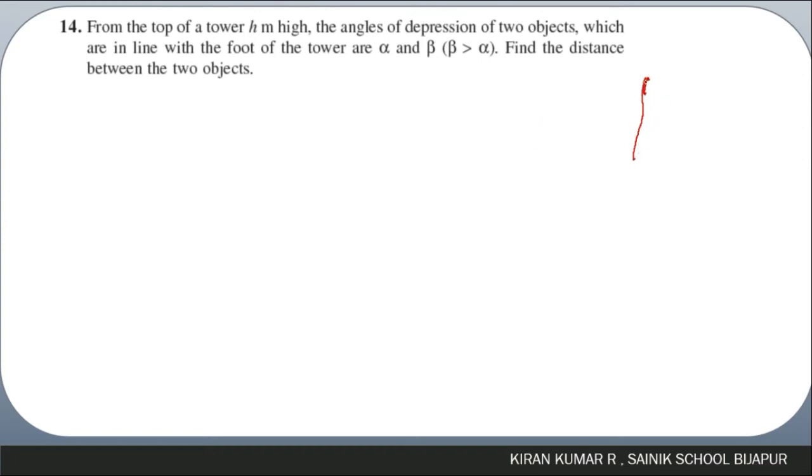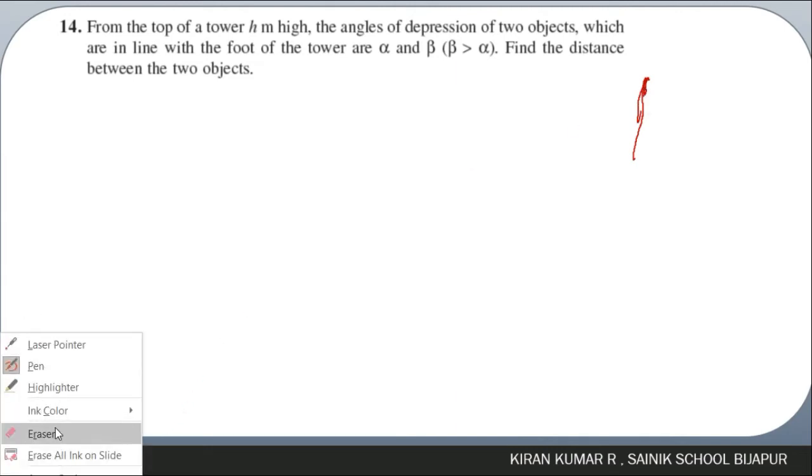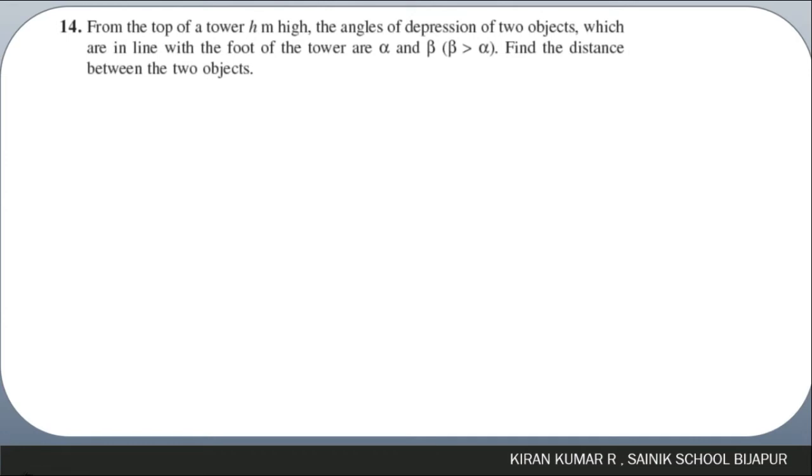Suppose this is a tower, say TW. I am unable to make a straight line. There are two objects. One of the objects is making an angle beta, another object is making an angle alpha.